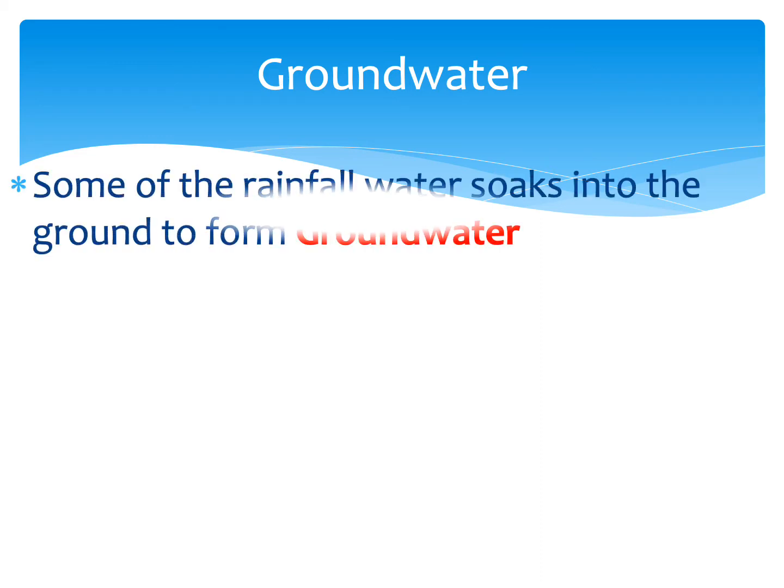As you have seen in the video, when it rains, water that falls on the ground runs into bodies of water and forms rivers and lakes and ponds. But some of the rainfall water soaks into the ground, and we call this kind of water the groundwater. Okay, what do we call it? The groundwater. Groundwater fills the space and cracks in the underground soil and rocks.